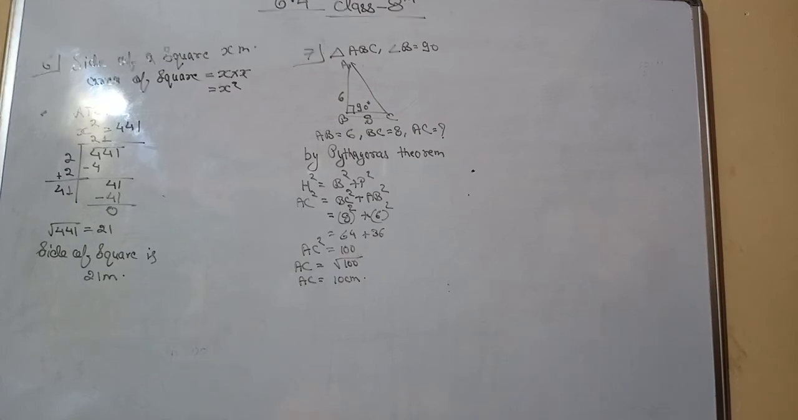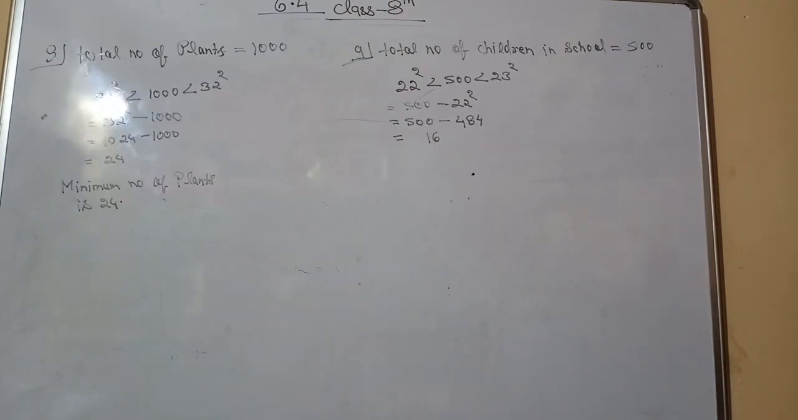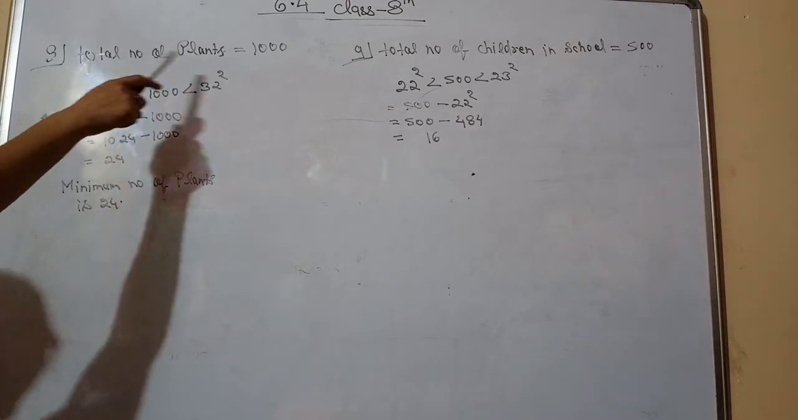Now see question number 8, what is given. A gardener has 1000 plants. He wants to plant them in such a way that the number of rows and number of columns remain the same. Find the minimum number of plants he needs more for his plantation. So we have to find the minimum. The total number of plants is 1000.